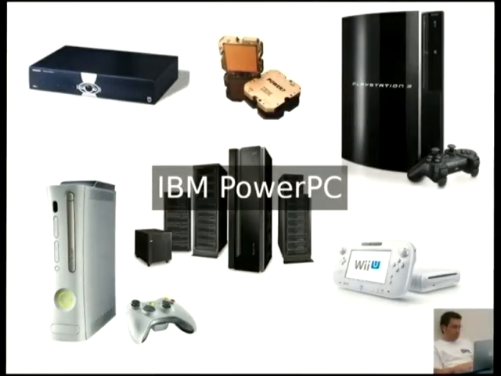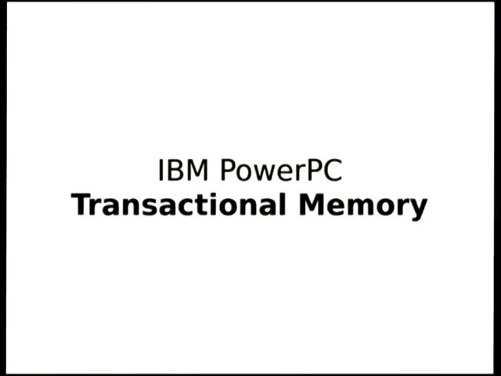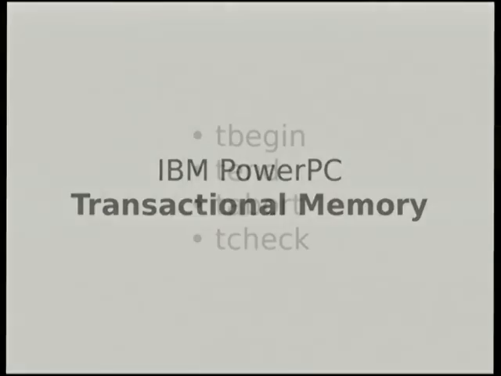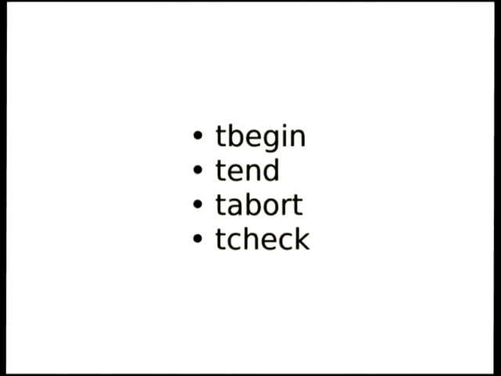So on PowerPC, what does this look like? Well, PowerPC is what I work on. So on Power 8, we are introducing transactional memory. And this comes with 4 basic instructions, which are tbegin, tend, tabort, and tcheck. Exactly the same as x86.